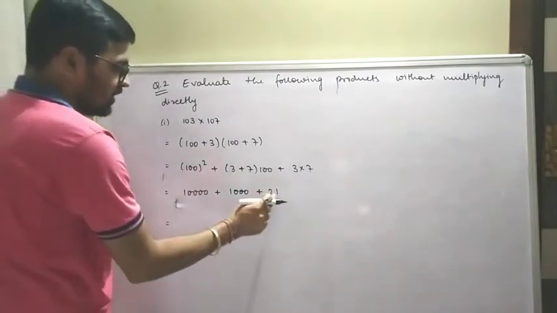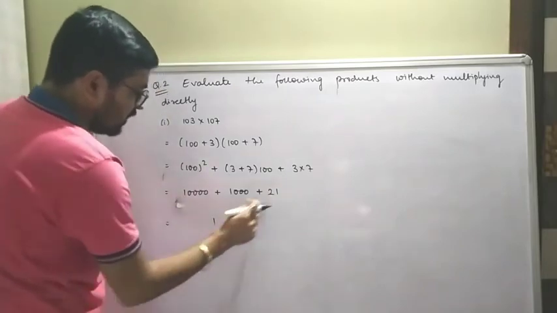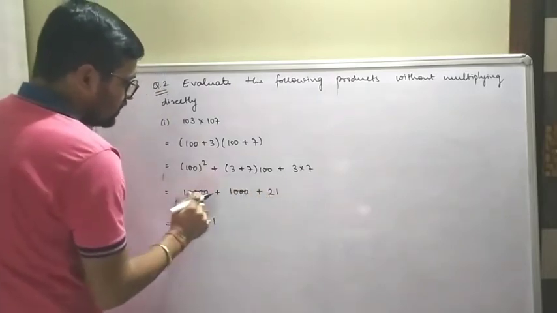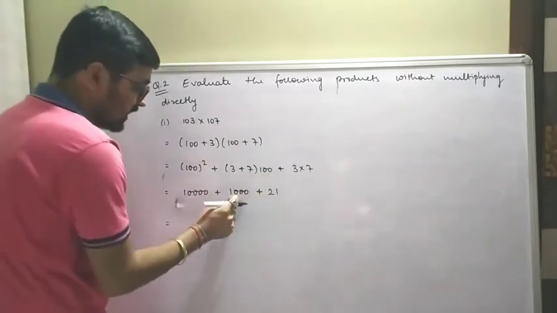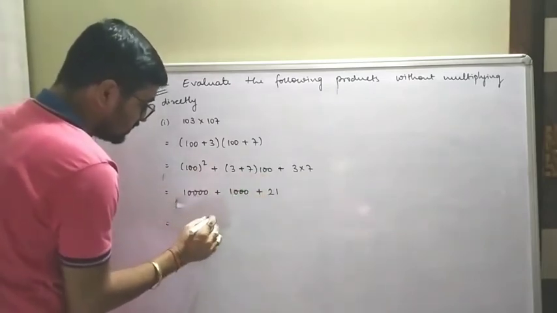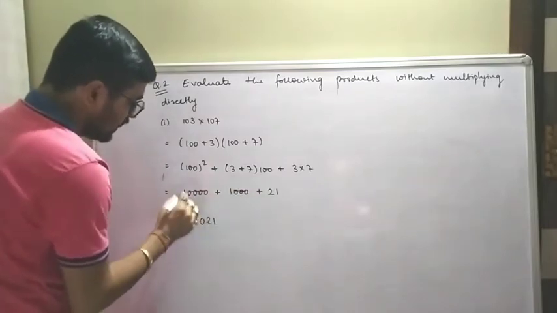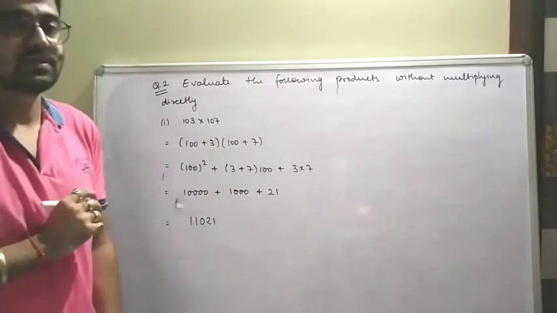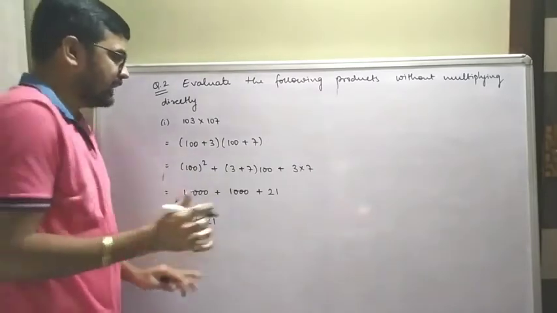Correct. So let's check the unit place. 100, so my unit place will be 1. Tens place 200, so the total will be 2. There is no 100 place here. 100 place 0, 100 place 0, 0. Then 1000 place 1, 1000 place 0, 1. And this will be 1. This is our answer: 1, 1, 0, 2, 1. Am I clear? It's a very simple thing to do.